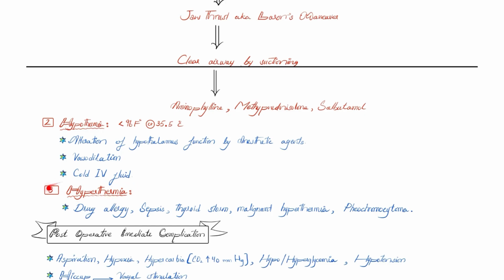And there can also be hyperthermia. Hyperthermia can occur because of drug allergy, sepsis, thyroid storm due to uncontrolled hyperthyroidism, malignant hyperthermia. We will discuss these in detail in our coming lectures. And pheochromocytoma, which is a tumor of the adrenal gland.